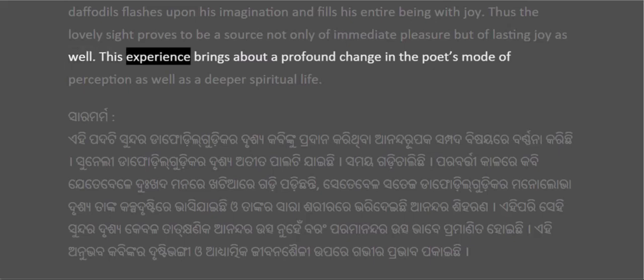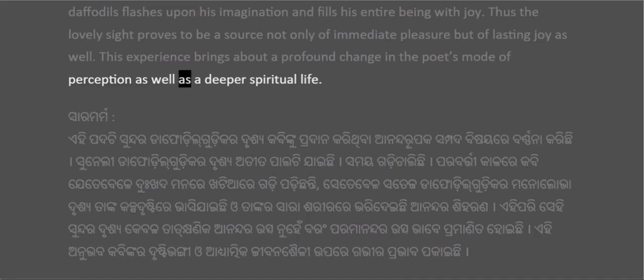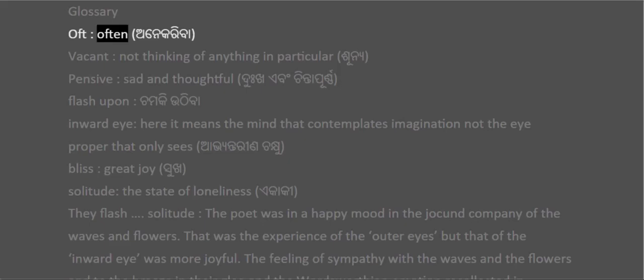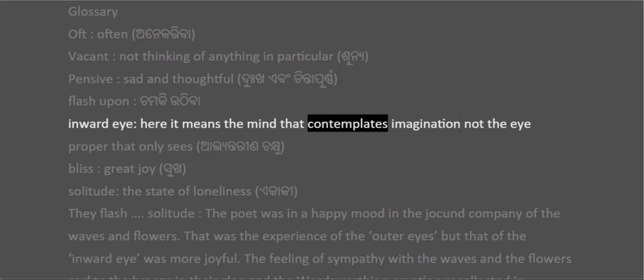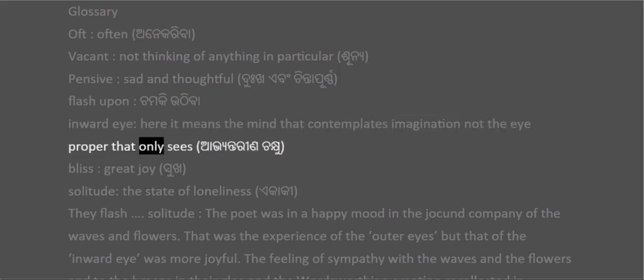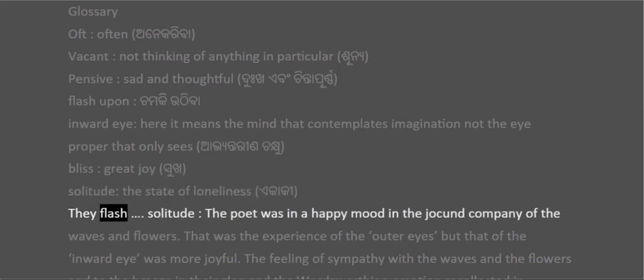This experience brings about a profound change in the poet's mode of perception as well as a deeper spiritual life. Glossary: oft, often; vacant, not thinking of anything in particular; pensive, sad and thoughtful; flash upon; inward eye. Here it means the mind that contemplates, imagination, not the eye proper that only sees. Bliss, great joy; solitude, the state of loneliness; they flash.